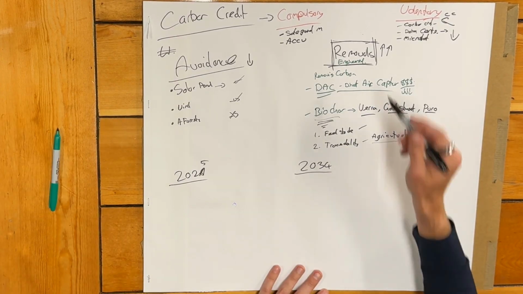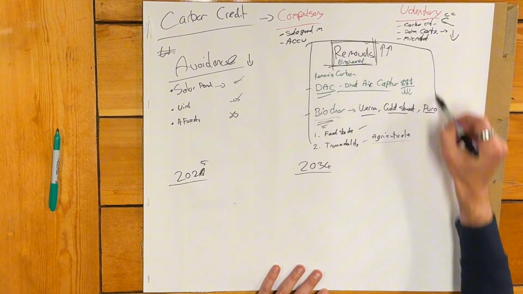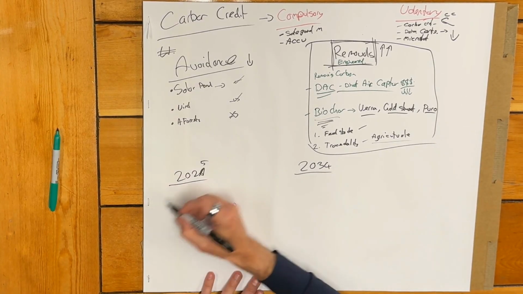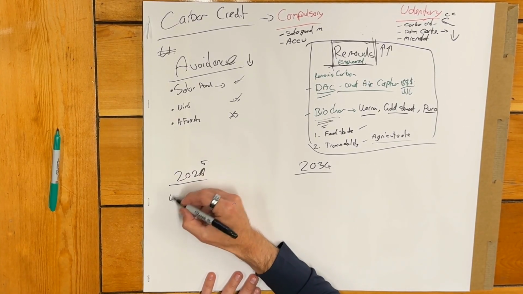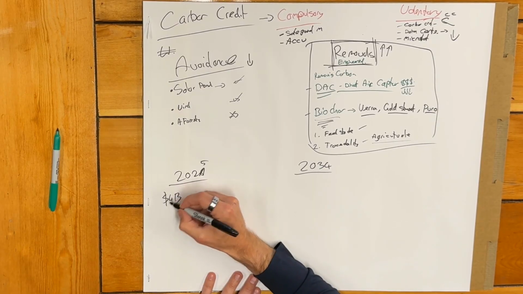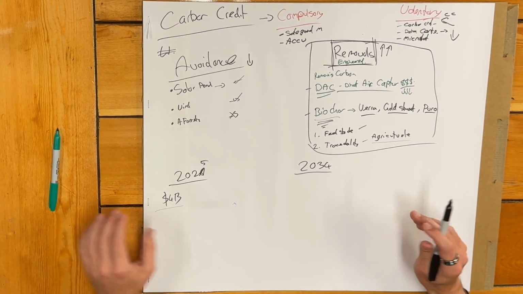What we see here, this carbon removals market, this is what we're talking about. The size of this market right now is about $4 billion US dollars. Which is obviously a large market, but it's not a huge, significant market. We're very much in the infancy of carbon removals. I mean, carbon credits as a whole, but in particular removals.